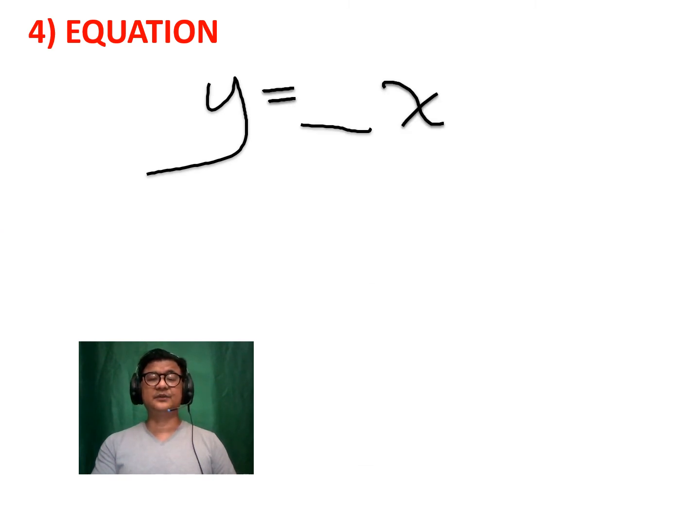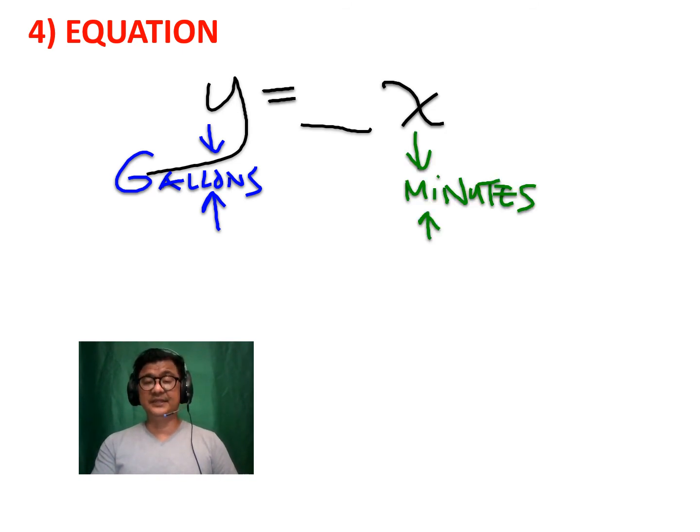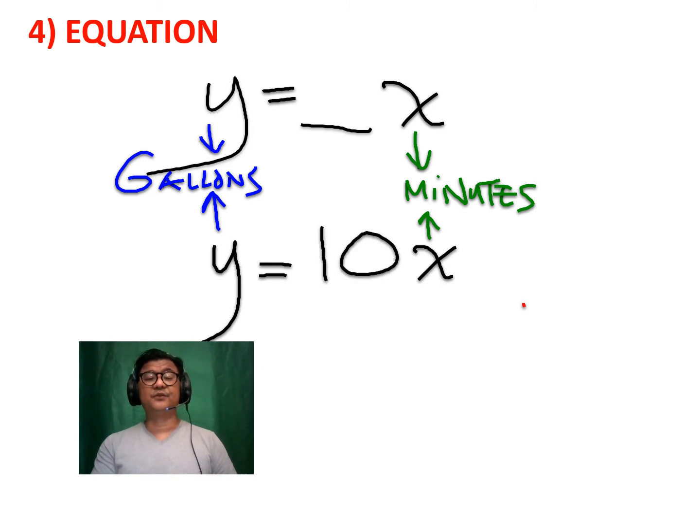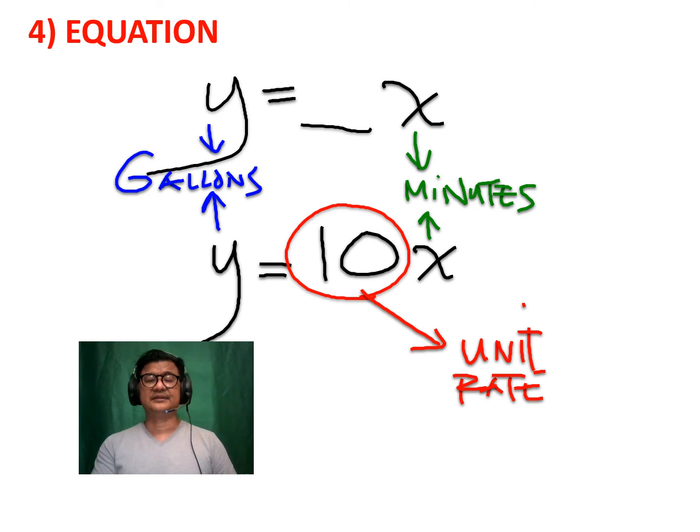Now, the equation: y is equal to something times x. y is the result. Remember, that's the number of gallons. x is the minutes. And what do you remember? For every minute, you need 10 gallons. So 10 is also called the constant or the unit rate, because it is the number of gallons for every minute.